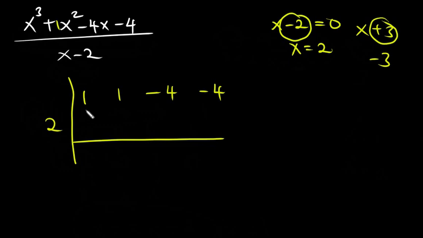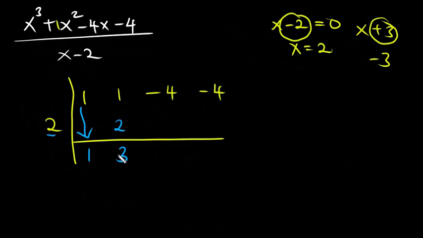For the first term, that is 1, we just drop it down here as it is. So we're going to have 1. And then we multiply 1 by 2, it's 2, and we write it here. And then we add 1 to 2, and we're going to get 3.